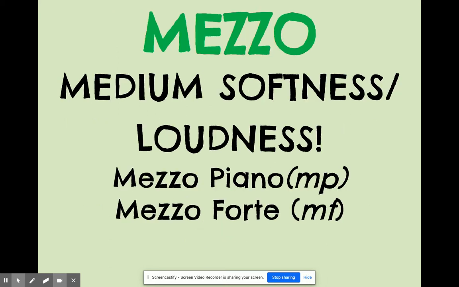And then if it's in the middle, we have mezzo. So it can be medium soft or medium loud. You would say mezzo piano, MP, or mezzo forte, MF.